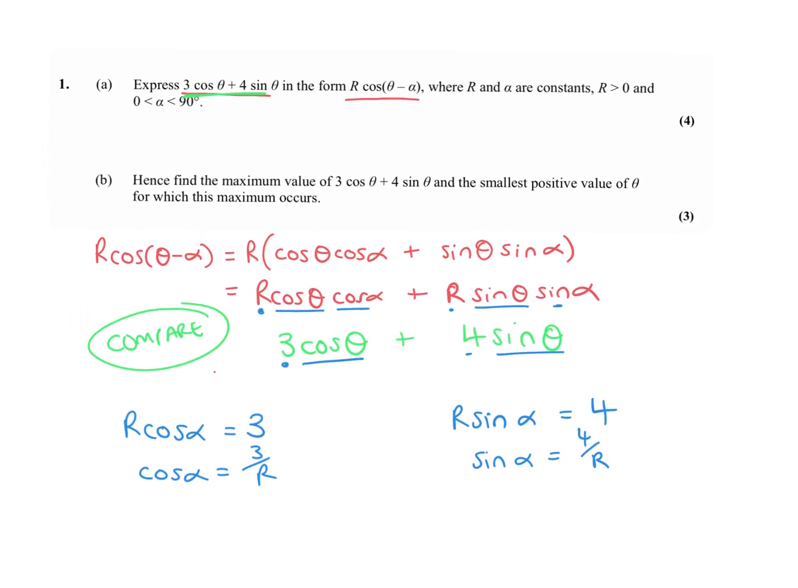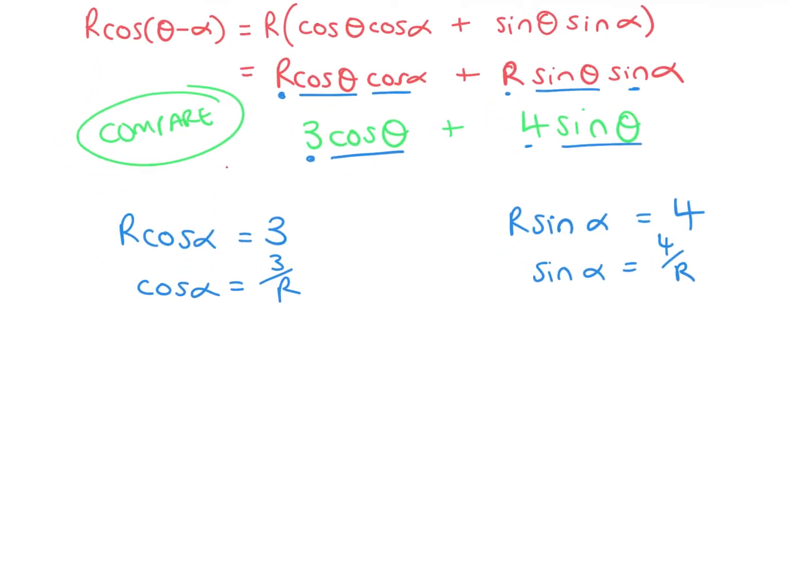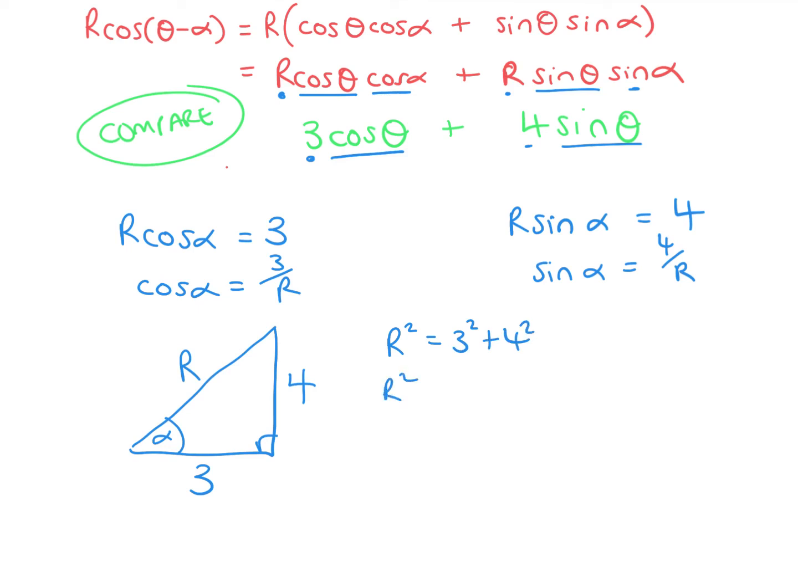My alpha is an acute angle. So if we just imagine then drawing a little right angle triangle, that's alpha. Cos alpha is 3 over r. That's adjacent over hypotenuse, that's 3 over r. And sine alpha is opposite over hypotenuse, so that's 4 over r. Then looking at that little triangle, you should be able to do by Pythagoras, r squared equals 3 squared plus 4 squared. r squared is 25, r equals 5.